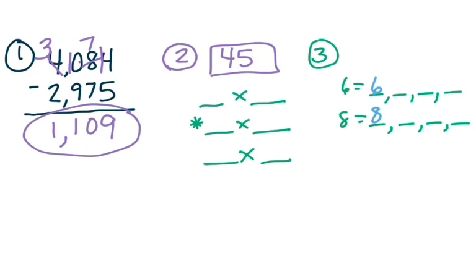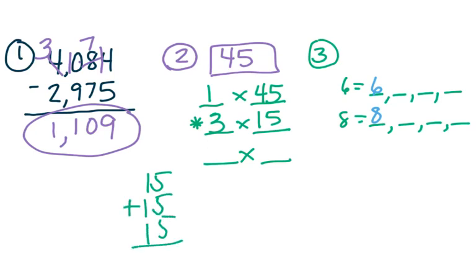Number 2, the factors of 45. Remember, I always start with 1 times itself. I know that 2 is not a factor because it is not an even number. Now, this is the one that's a little tricky. It's not a basic fact, but it still factors. 3 times 15. Let me show you why. 15 plus 15 plus 15 is 45.